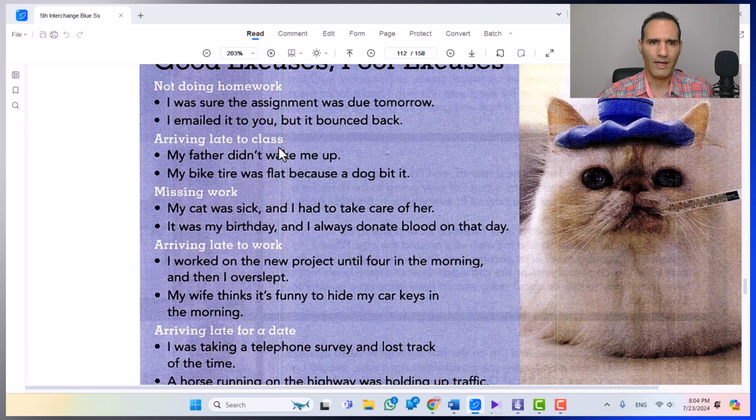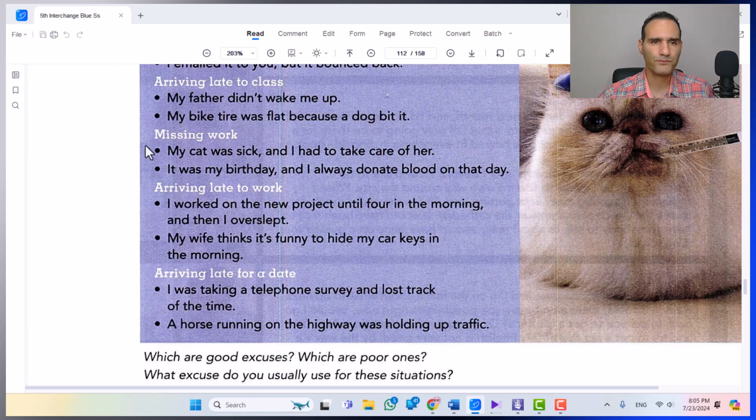Arriving late to class. So, my father didn't wake me up. My bike tire was flat because a dog bit it. Bite, bit, bitten. So past of bite. Irregular verbs, and you need to memorize past and past participle for them. So which one was good, which one was poor? You decide. Wake someone up, beautiful. And flat tire, my dog or a dog bit it, again beautiful.